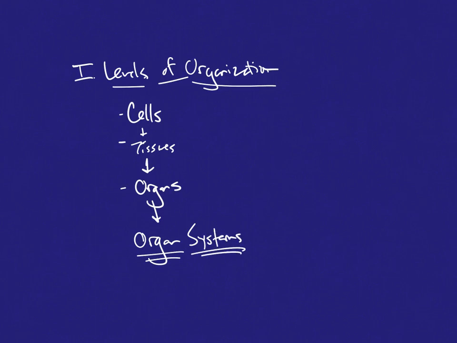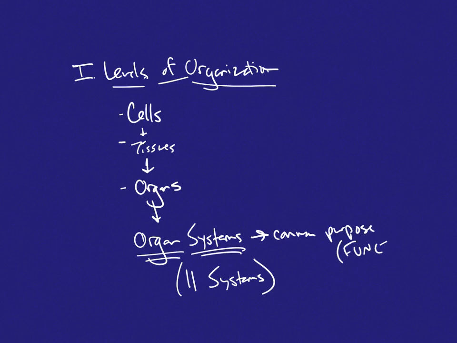Depending on who you talk to, the number can vary slightly, but for our class, I would like to consider 11 systems of the animal body. Essentially, when you're talking about a system, you're talking about a group of organs that work toward a common purpose, or we could say a common function. So we're going to highlight these 11 systems, look at their major function, and look at some of their features.